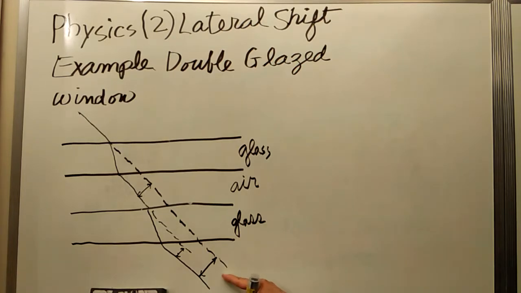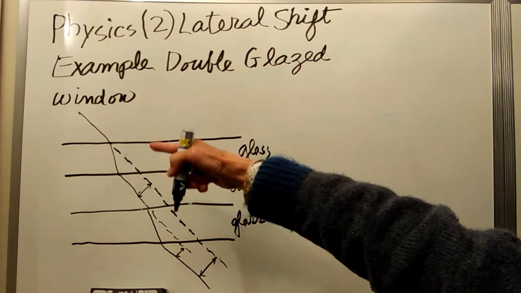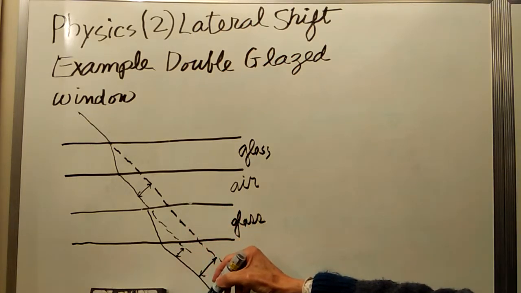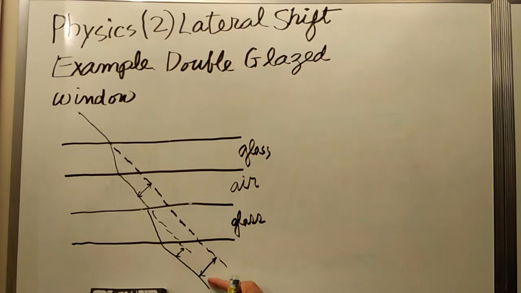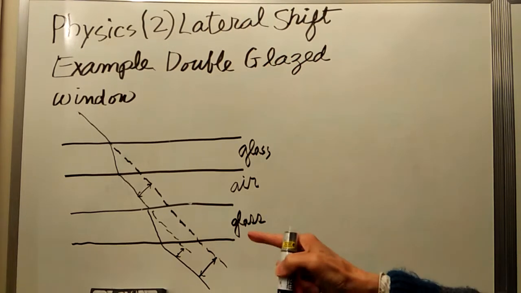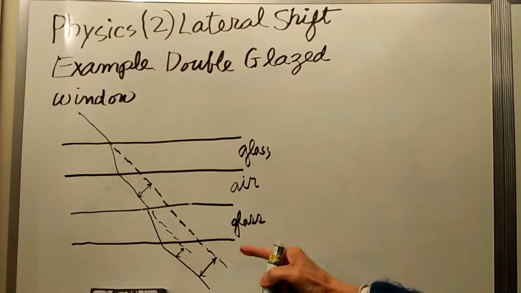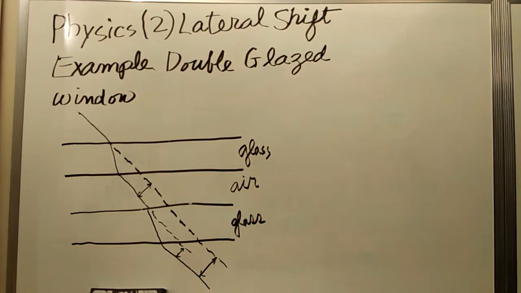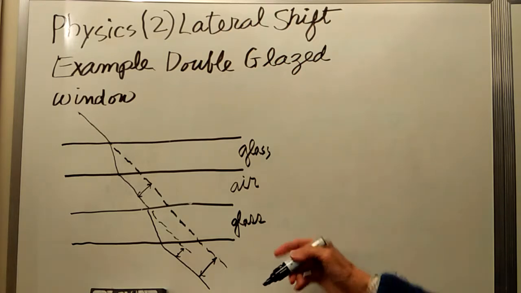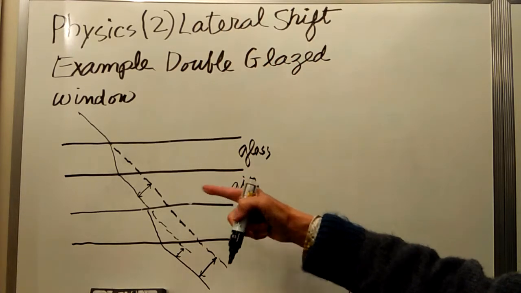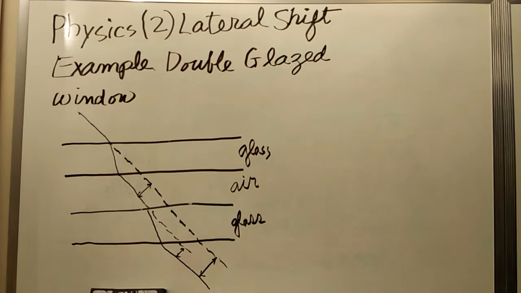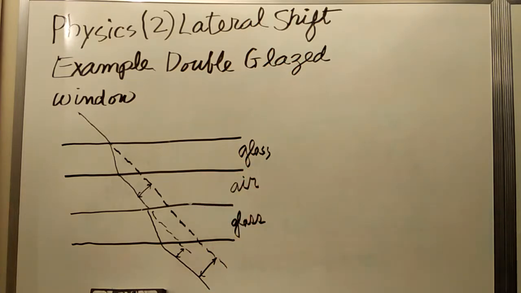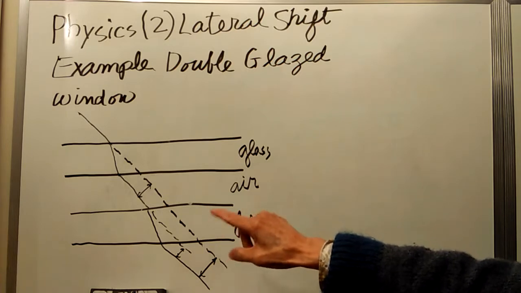The total shift is the lateral shift between the original incident light and the final exit light. So this shift is the total lateral shift. From the diagram, it is very clear the total lateral shift is the sum of the first lateral shift and the second lateral shift. It is also very clear that how thick the air layer is has nothing to do with the total shift. So this thickness is not related to the final shift. This is very obvious from the diagram.